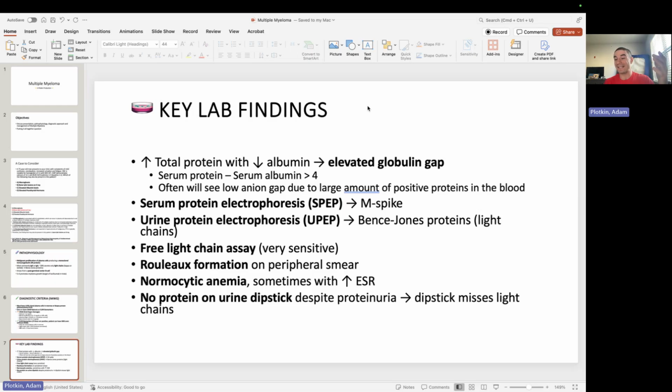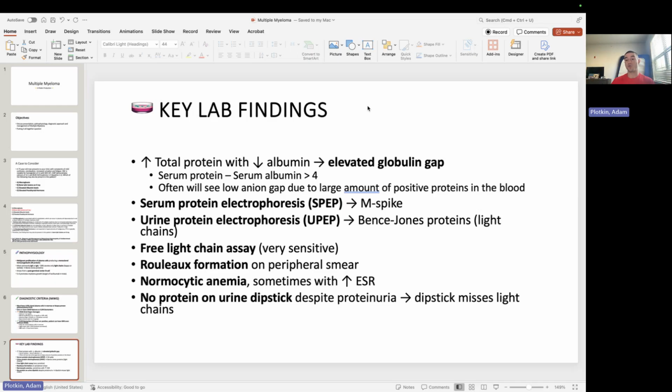I also want to get a CMP because I really am interested in looking at their total protein and their albumin, right? If I take their total protein and I subtract their albumin, if that value is greater than 4, that is what we call a positive gamma globulin gap, okay? That tells me the patient has some sort of elevated amount of protein in their serum.